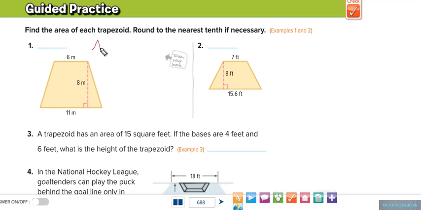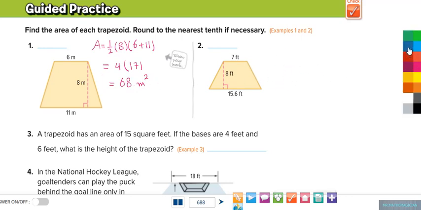Area equals half the height, which is 8, multiplied by sum of bases, 6 plus 11. Half of 8 is 4. 6 plus 11 is 17. And 4 times 17 is 68 meters squared.